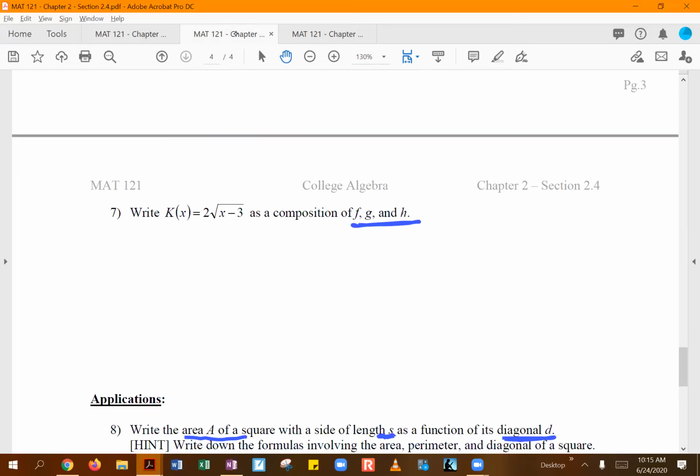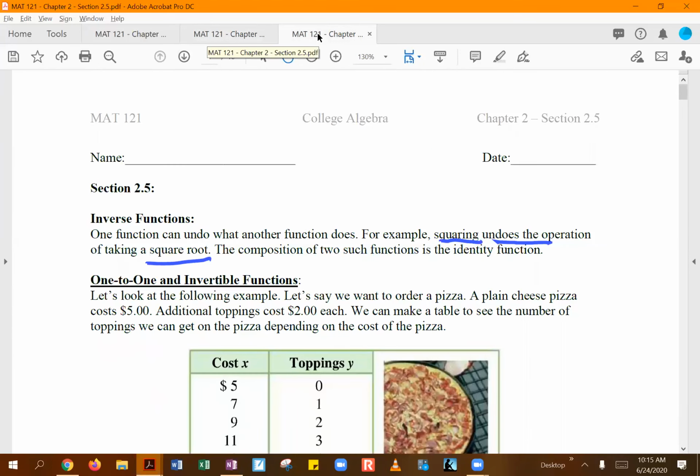So there were three different things happening: multiplication, square root, and subtraction. So if you had to find its inverse, something that would undo all of these, well, then how would we go about figuring those out? And that's kind of where this section of inverse functions comes into play.